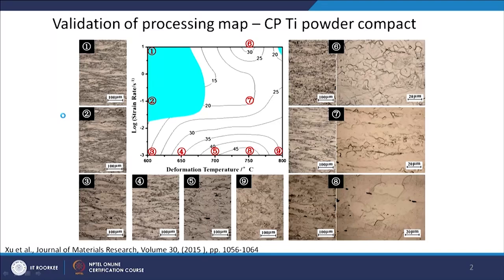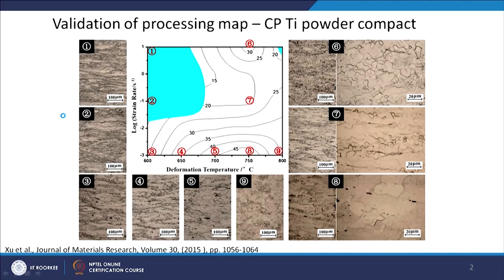Hello friends, continuing with our processing maps module, we have already seen the deformation mechanism map and the processing map. We generated the processing map using a model called the dynamic materials model. In the same continuation, we are now going to look at some microstructure and application, that is, how a processing map can be used and then validated through microstructure, and how we can use these ideas of processing maps for some application. So one usual way you will see how processing maps are used, or how we validate the processing map, at the same time how we interpret the processing map.